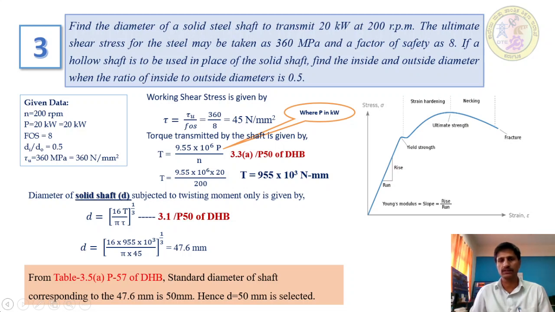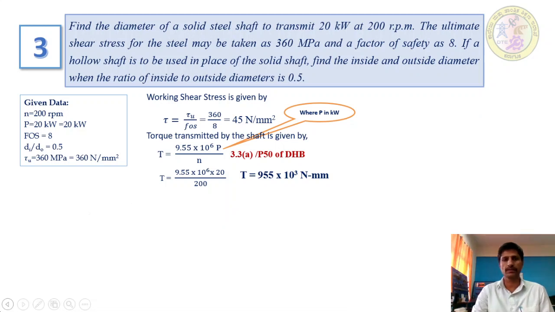In the next slide, I am going to explain what the formula is to find out the diameter if you are using a hollow shaft instead of a solid shaft. So till here it is same. You have to find out the working stress, then you have to find out the torque transmission capacity of the shaft. Only thing is, instead of the diameter of a solid shaft, we have to find the diameter of a hollow shaft.